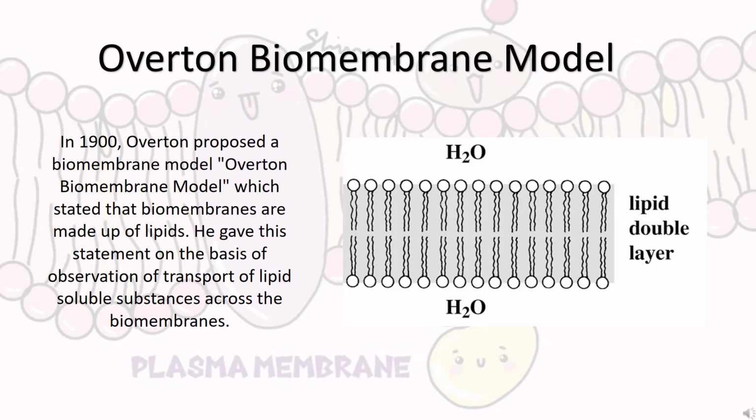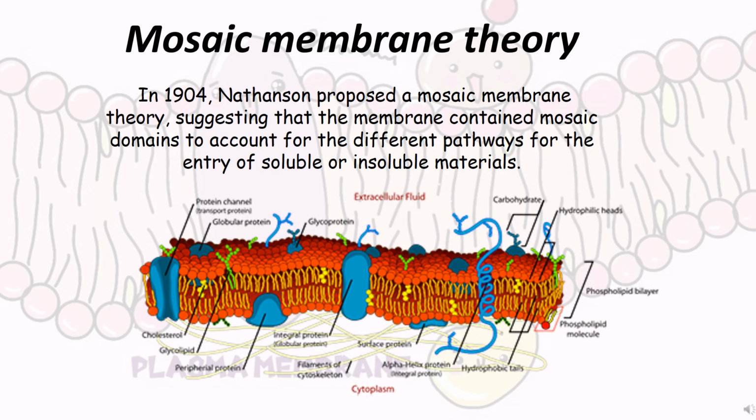How our understanding of the cell membrane was shaped. What are the key events that led to the development of the fluid mosaic model of the cell membranes? Let's find out. 1890s to early 1900s, Charles Ernest Overton proposed the so-called Overton biomembrane model, where he proposed biomembranes being made up of lipids based on his observation wherein lipid-soluble substances were transported across biomembranes. In 1904, Nathanson proposed a mosaic membrane theory, suggesting that the membrane contained mosaic domains to account for the different pathways for the entry of soluble or insoluble materials.